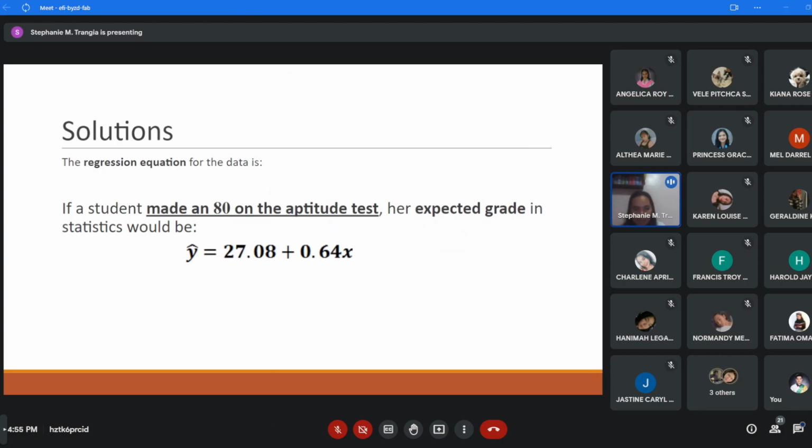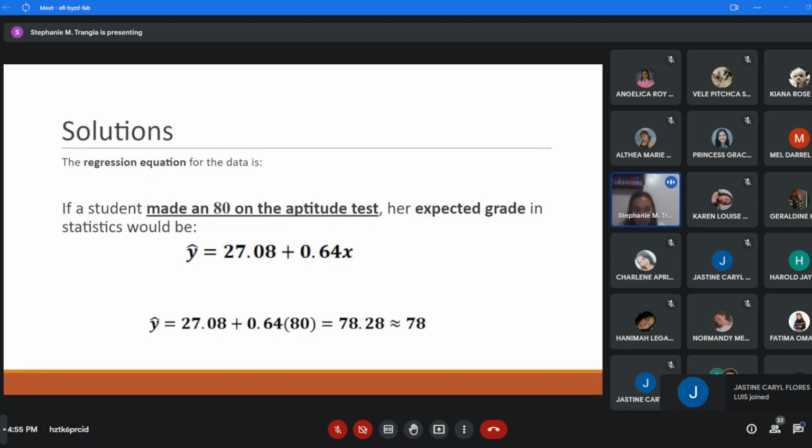So that's 0.64x. Thus, if a student made an 80 on the aptitude test, her expected grade in statistics would be y hat equal to 27.08 plus 0.64 times 80. This is equal to 78.28 or approximately 78.